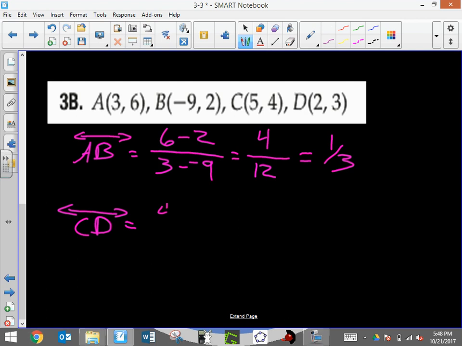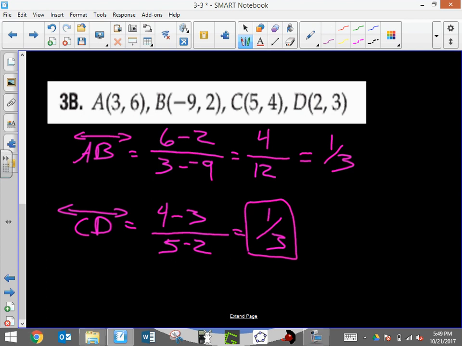We'll do the same thing with line CD. We'll go 4 minus 3 over 5 minus 2, which simplifies to 1/3. These slopes are actually the same. They're exactly the same. If my slopes are exactly the same, then my lines are going to be parallel. And hopefully that will help you see the relationship between parallel and perpendicular lines.